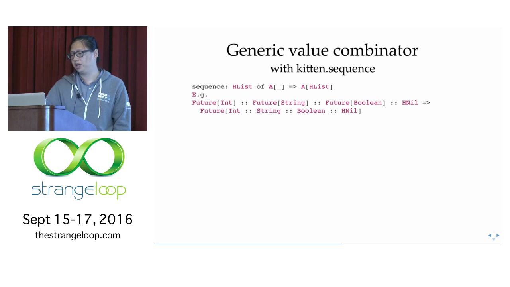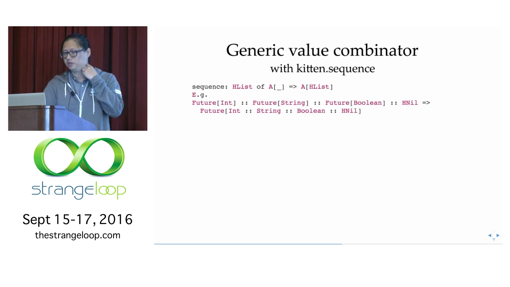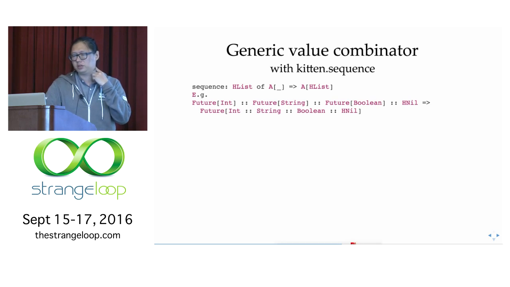So basically, Kittens has this functionality called sequence, exactly as you're thinking. It's sequence against a heterogeneous list, an HList. Basically, if you have an HList of A, where A has an applicative instance, then you can just call sequence and it gives you A of the HList. So a concrete example will be an HList of a feature of int, a feature of string, a feature of boolean, and you just call sequence, and you get a feature of HList of int to string to boolean, and the last thing is just Nil. It's the same way you construct a list.